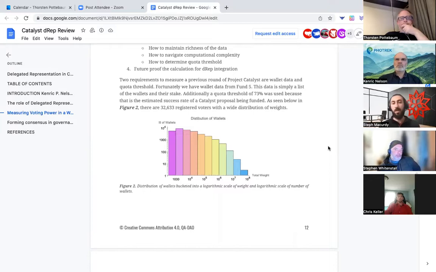Why could that be the case? And what is the actual distribution of wallets in the data that we have? The data that we did have was from Fund 5, and that was 32,000 wallets.